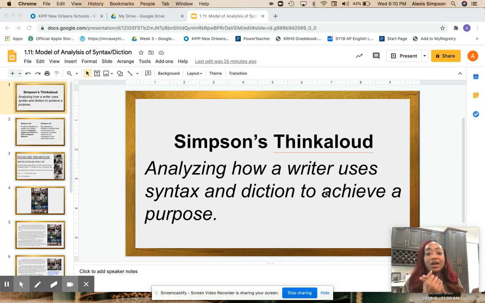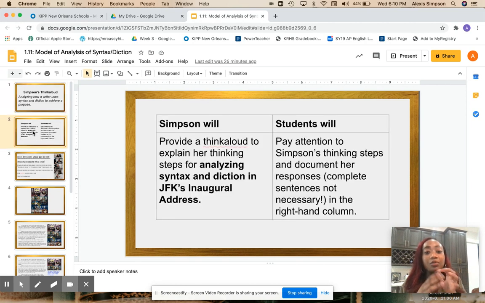In this Think Aloud, I'm going to focus on analyzing how a writer uses syntax and diction to achieve their purpose. Because it's a Think Aloud, you have one important task. You're going to pay attention to my thinking steps and document them in your Google Doc for this part of the lesson. So you should have your Google Doc open on one side of your screen and this video on the other side. I'm going to do the thinking, you're going to do the jotting.